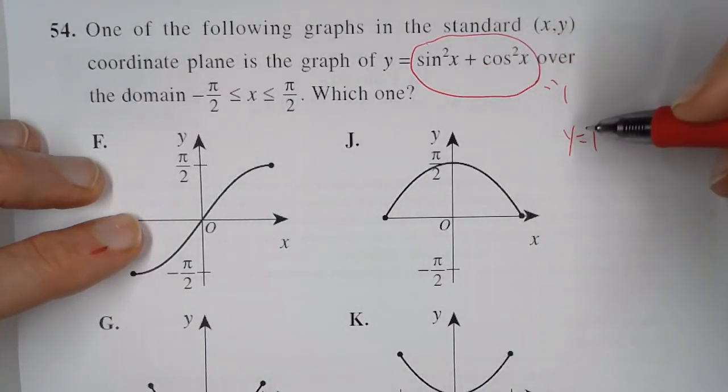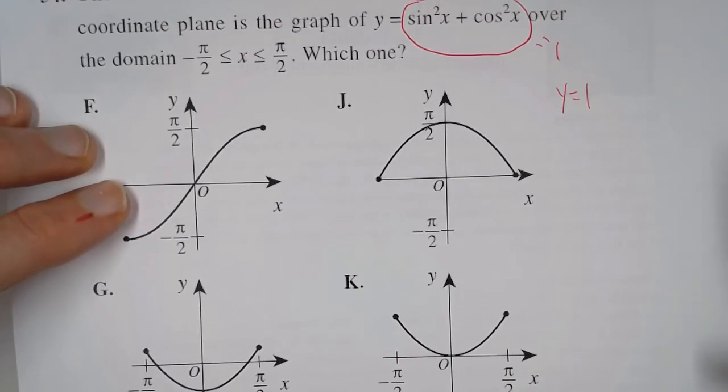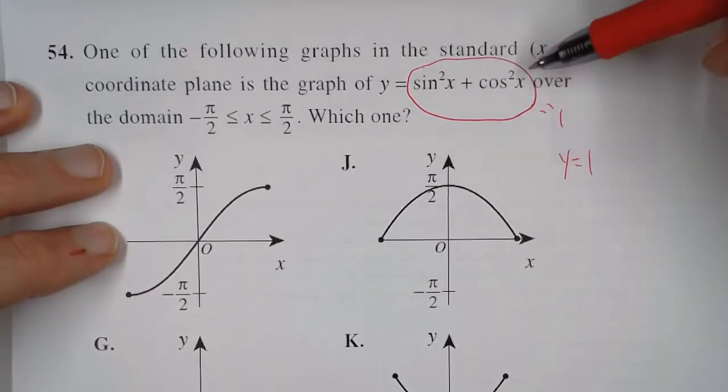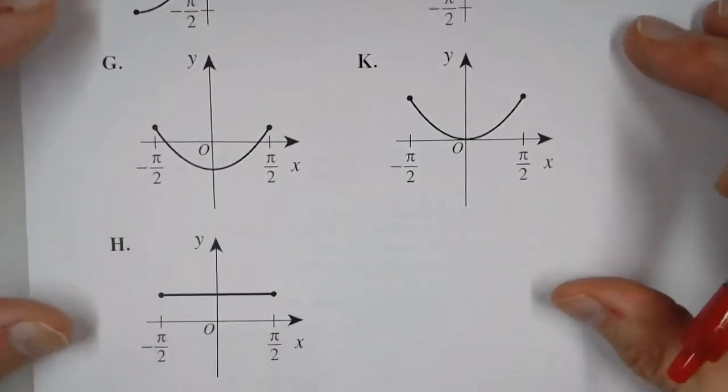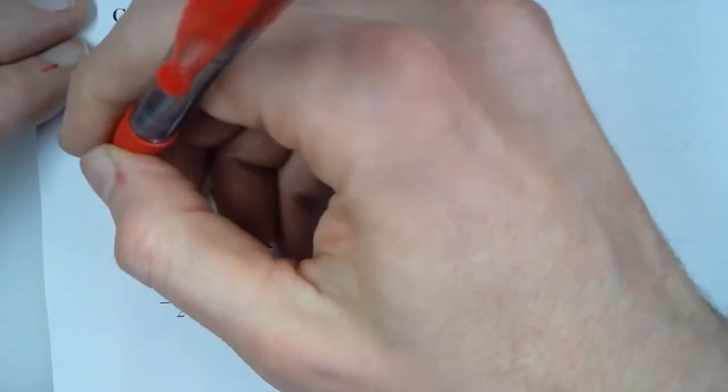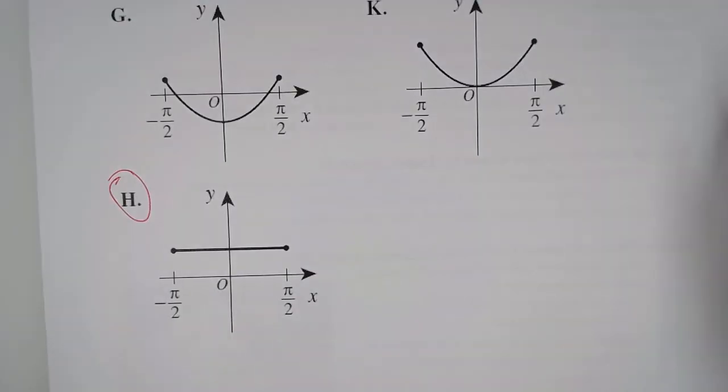So what does a number look like? Well, a number is just a horizontal line. So if you can remember that sine squared plus cosine squared is 1, then the only graph that looks like a number is letter H.